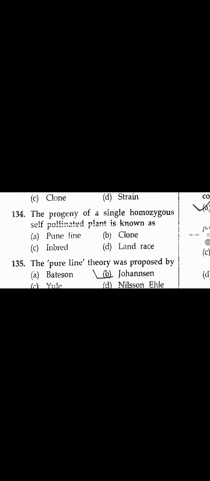Question number 131. The method used for the fixation of heterosis is option D, all of these: apomixis, polyploidy, and asexual reproduction. Question number 132. In a cross pollinated species, a true breeding line obtained by continuous inbreeding is called option B, inbred. Question number 133. The progeny of a single plant obtained by asexual reproduction is a clone. The progeny of a single homozygous self-pollinated plant is known as the pure line.